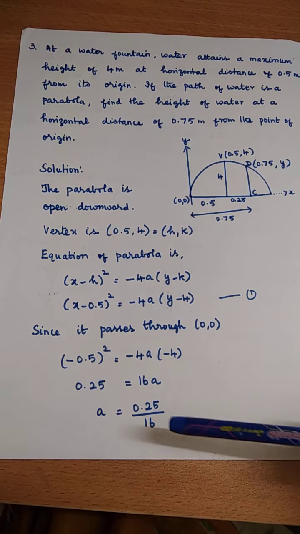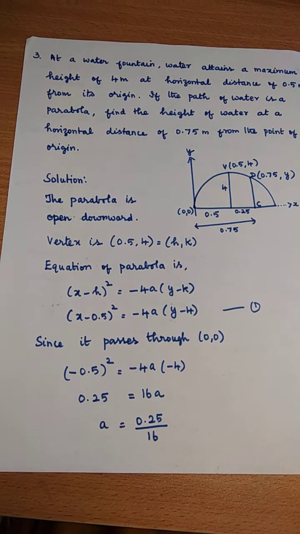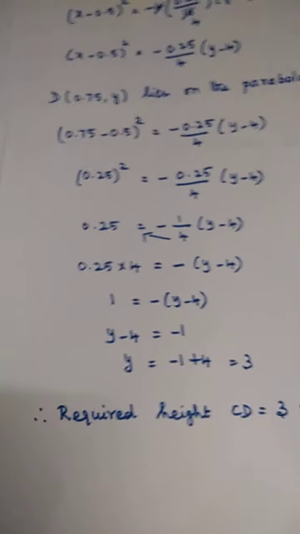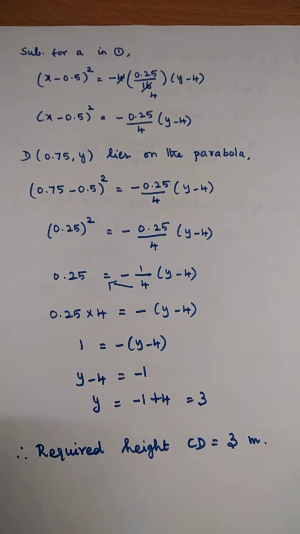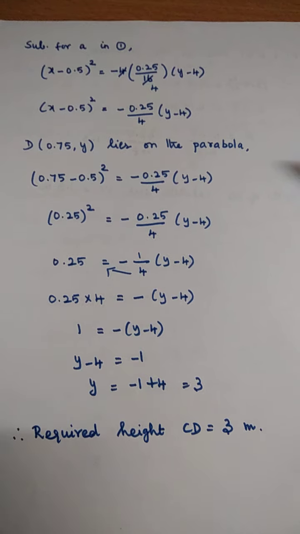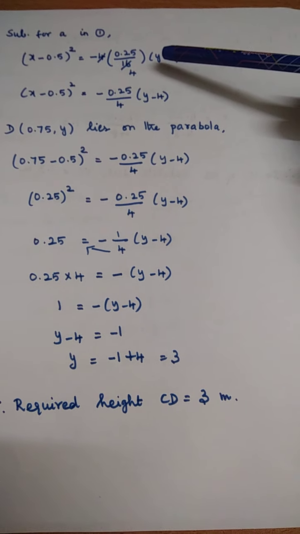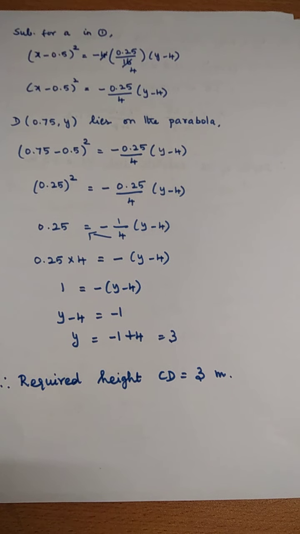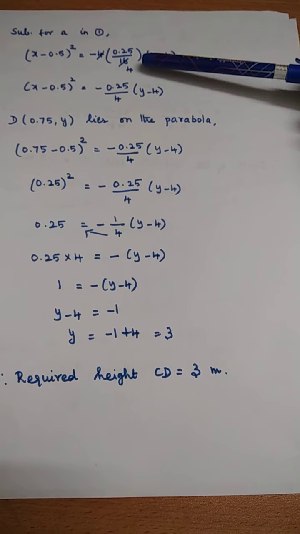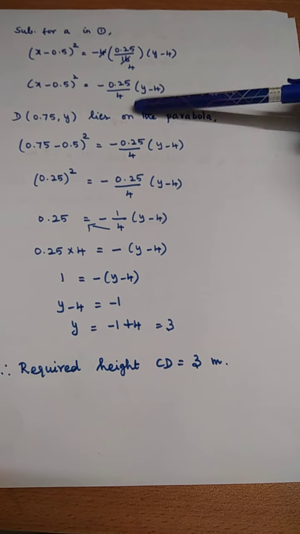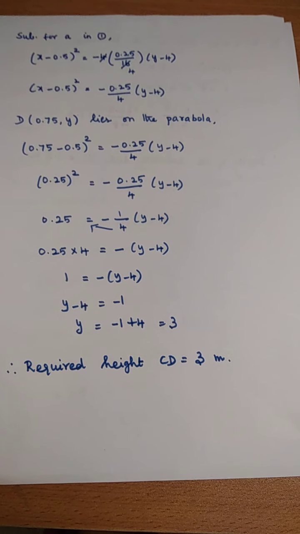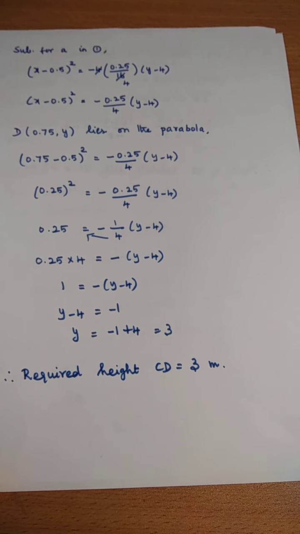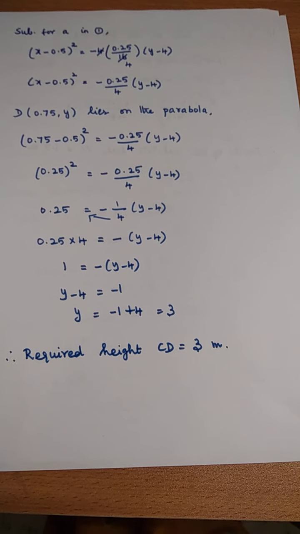Now substitute the value of a in equation 1. Substituting for a, get x minus 0.5 the whole square equal to minus 4 into 0.25 by 16 into y minus 4. 4 and 16 you can cancel 4 times. So x minus 0.5 the whole square equal to minus 0.25 by 4 into y minus 4.